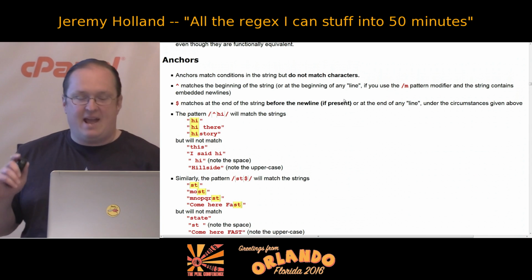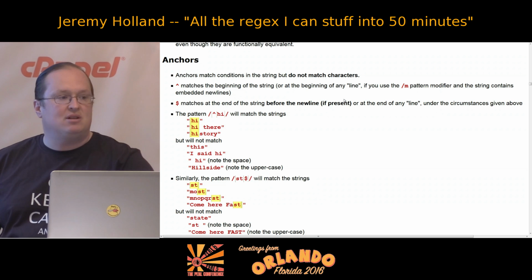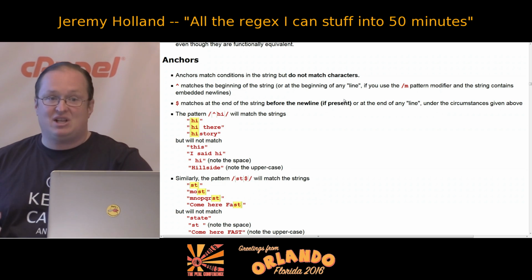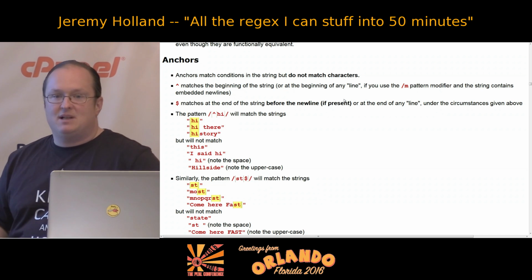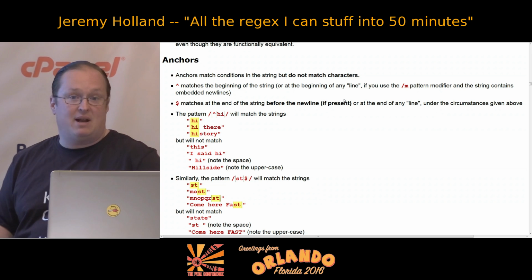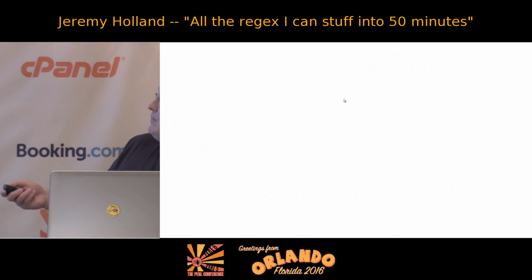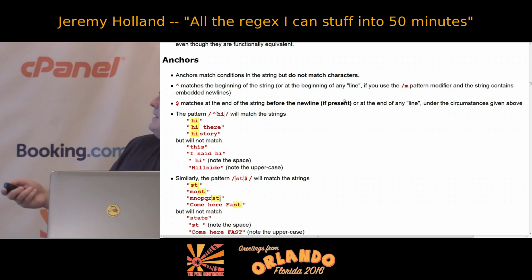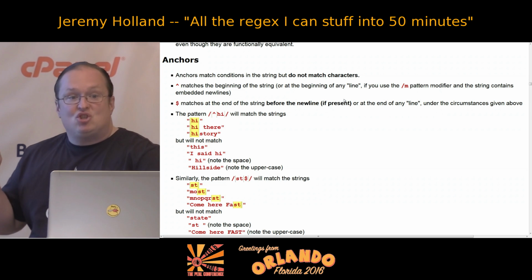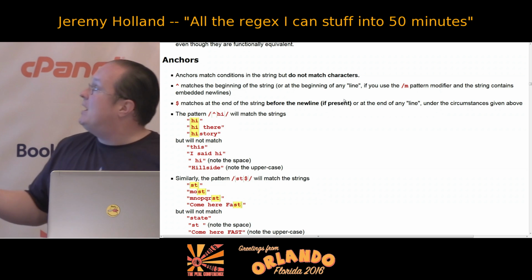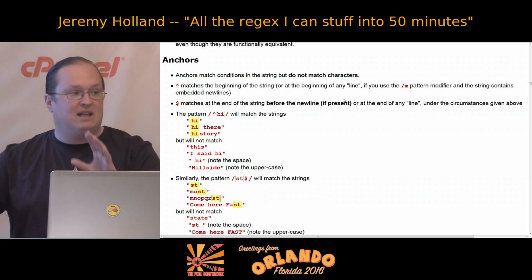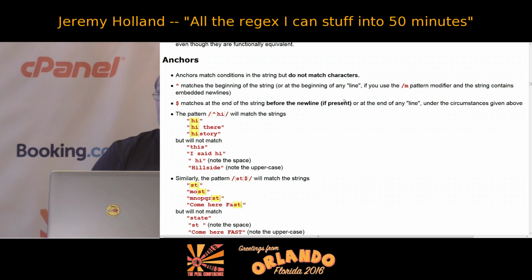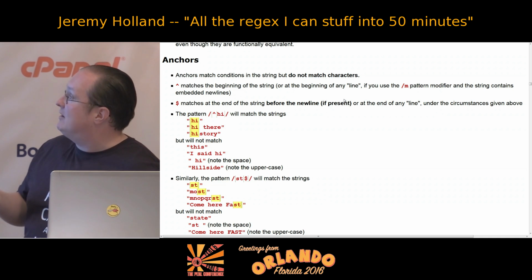Okay, anchors. Anchors match a condition or a position within a string. They do not match characters. Caret matches the beginning of the string, and dollar matches the end. If you have slurped an entire file into one string with embedded new lines, then you have to be a little more careful about this. They match the beginning and end of the string, not the line. But you can use the M pattern modifier to say, no, I want them to match at the beginning and ending of each line within that large string. We'll talk about pattern modifiers more.